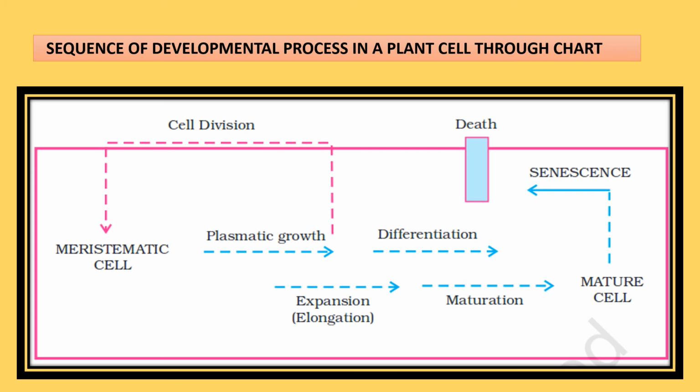Now I am presenting you the sequence of developmental process in a plant cell through chart. See, first meristematic cell, then plasmatic growth happens, differentiation happens, and in case of meristematic cell, cell division also happens. Till cell death, it includes maturation and expansion or elongation. Just see the arrow properly, because you have to give the arrow like this only. Dotted lines, like this only you have to give.